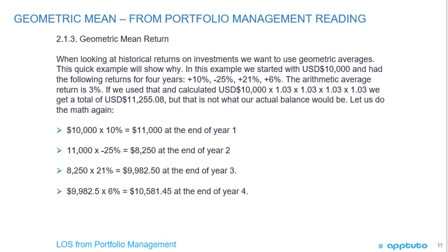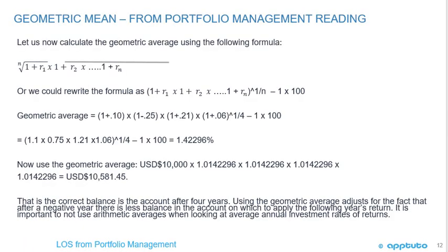we'd have a closing balance of 10,581.45. You can see that's a lot different than the 11,255 that we got if we used a simple arithmetic return to calculate what the balance in our account would be at the end of the 4 years. So this slide just takes you through the math again, but we're going to use the geometric average. So you can see the geometric average, we had the four returns, 10%, negative 25%, 21%, and 6%.